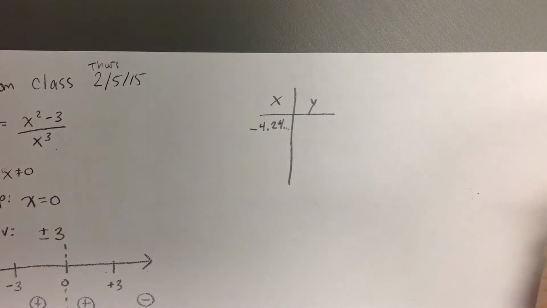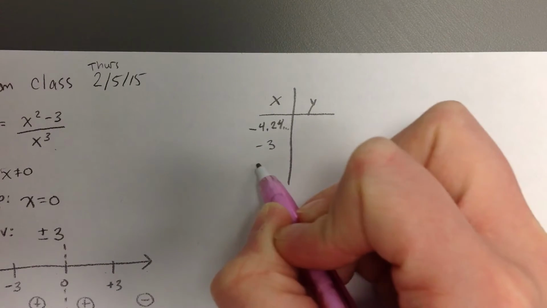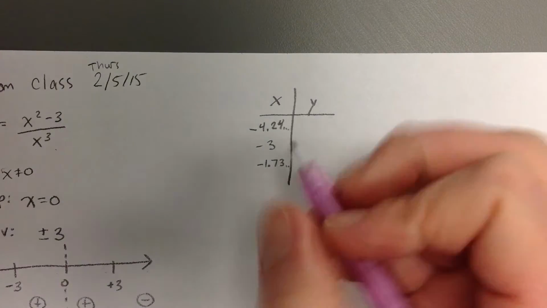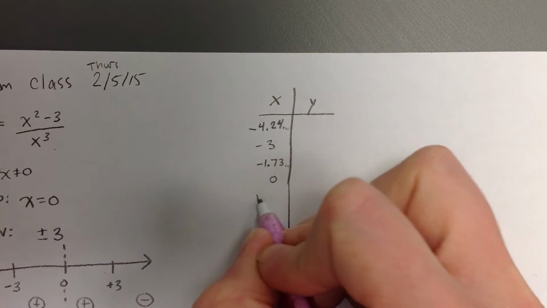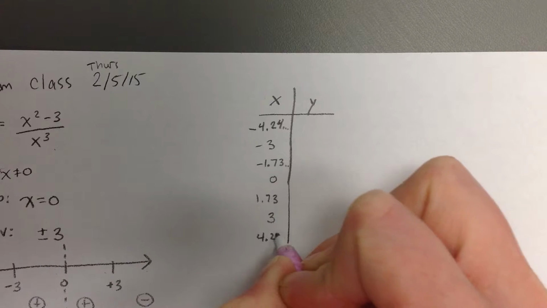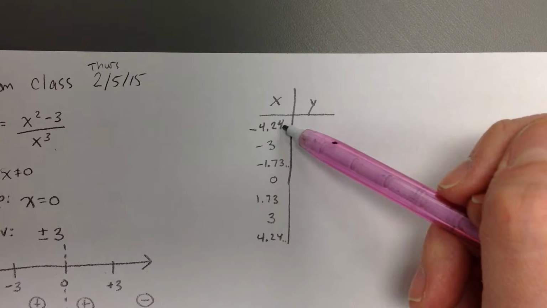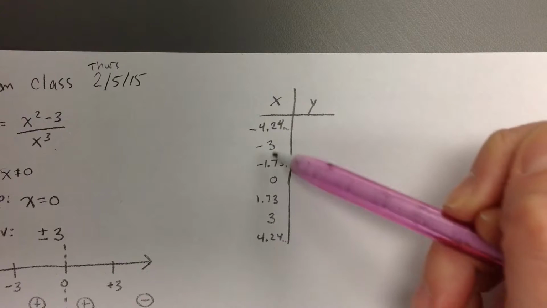That's the square root of 18. We know something's happening at negative 3, something's happening at negative 1.73, etc. Something's happening at 0, and something's happening at positive 1.73, positive 3, and positive 4.24, etc. We know that negative 4.24 and positive 4.24 are our inflection points.